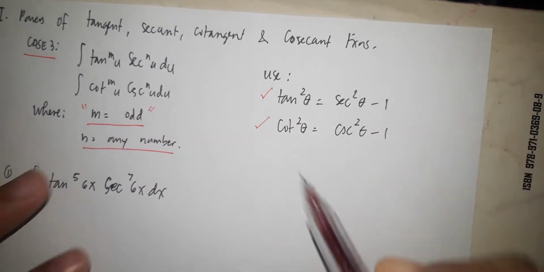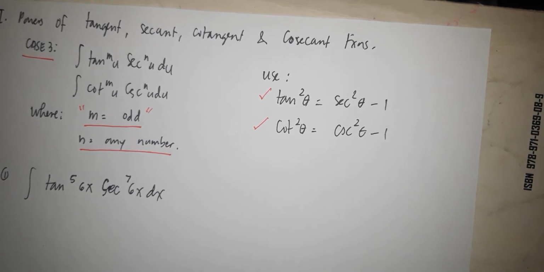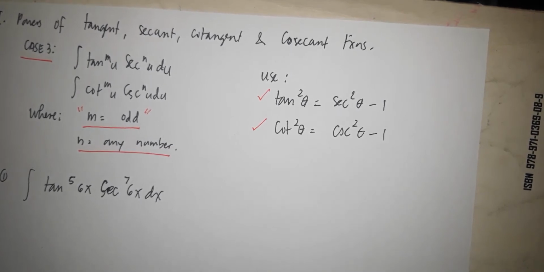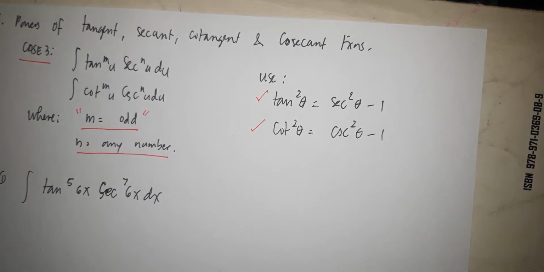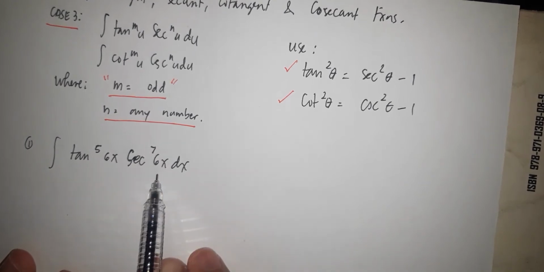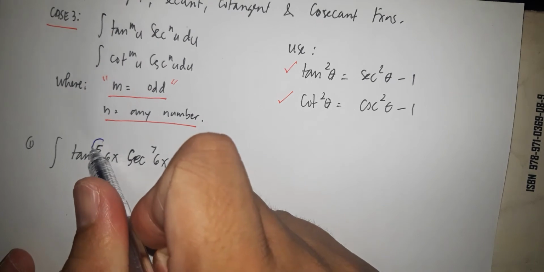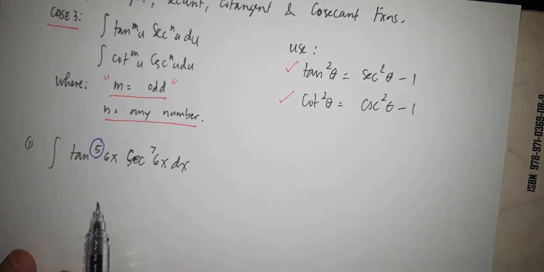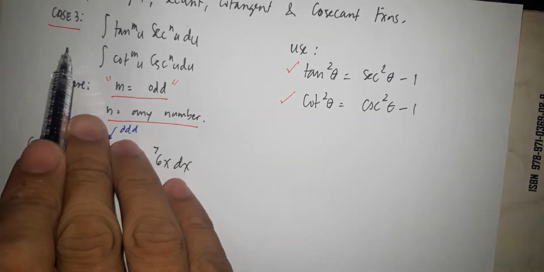So, gagamitin nating substitution, tangent squared theta is equal to secant squared theta minus 1, or cotangent squared theta is equal to cosecant squared theta minus 1. So, let us try to solve this. I have here tangent to the 5 of 6x, secant to the 7 of 6x dx. So, as you can see, ang exponent ng m ko ay odd exponent. So, since odd siya, this will be case 3.